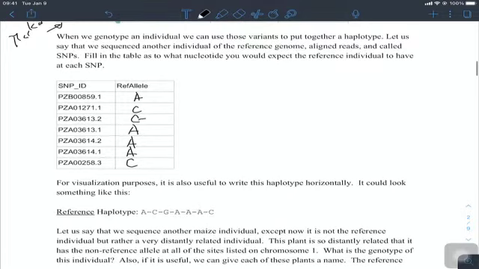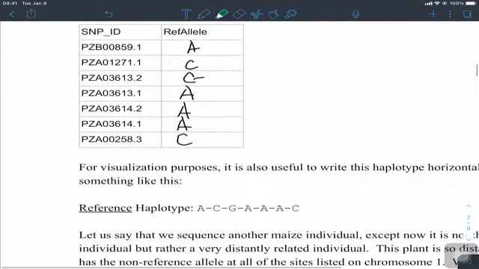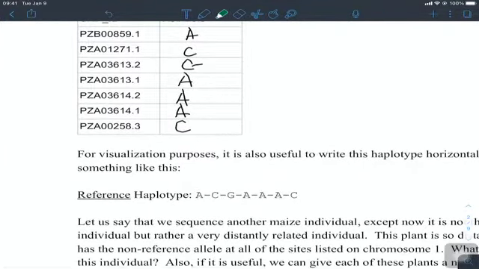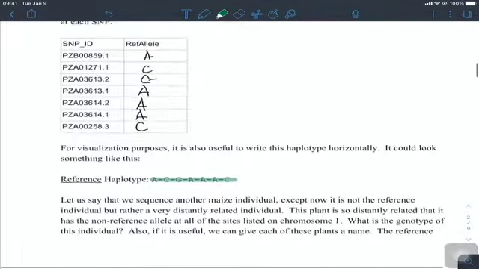So for visualization purposes, in order to look at this haplotype, we oftentimes paint them horizontally. And I do mean paint. Today, you will be painting haplotypes. Our reference haplotype is A, C, G, A, C. And we're going to go ahead and paint that in our green color.